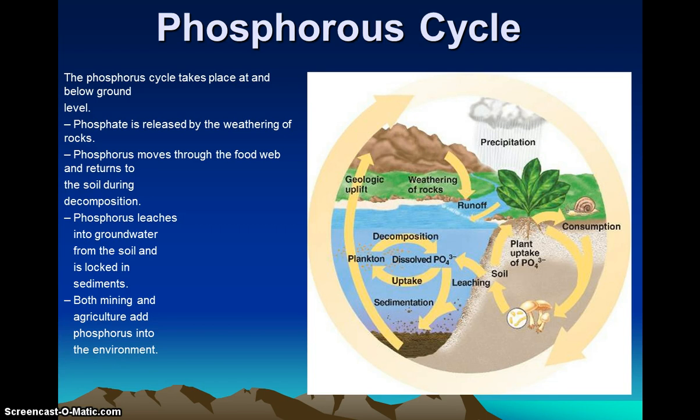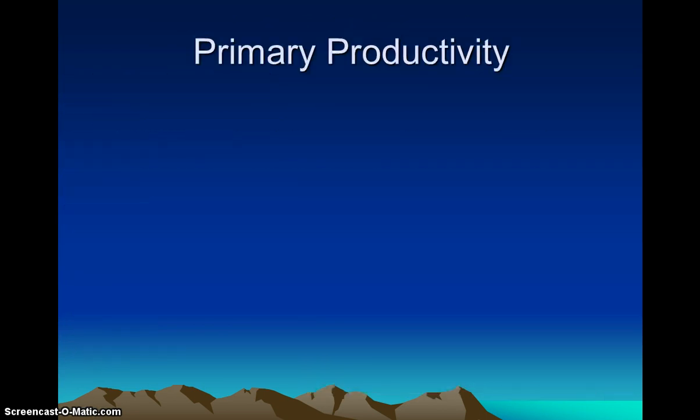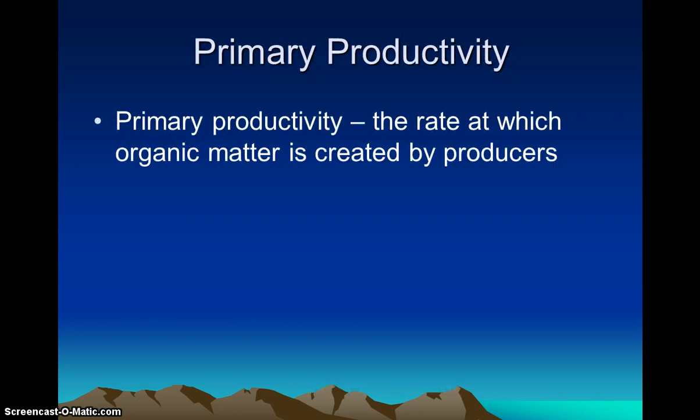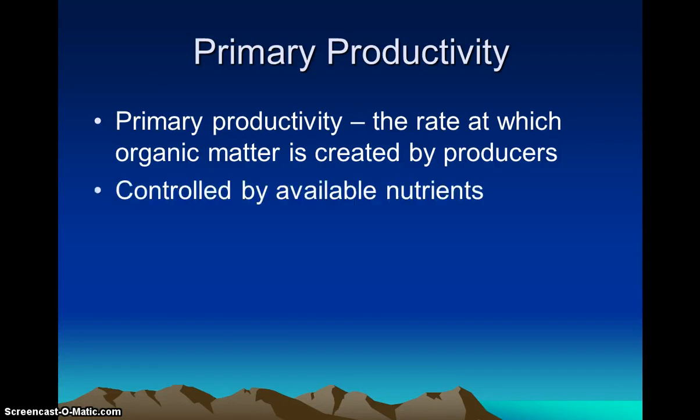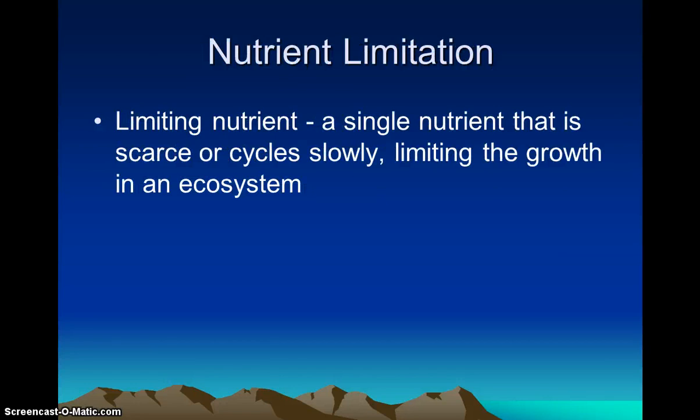Both mining and agriculture add phosphorus to the environment. Primary productivity is the rate at which organic matter is created by producers. It's controlled by available nutrients. What is a limiting nutrient? A limiting nutrient is a single nutrient that is scarce or cycles slowly, limiting the growth of an ecosystem.